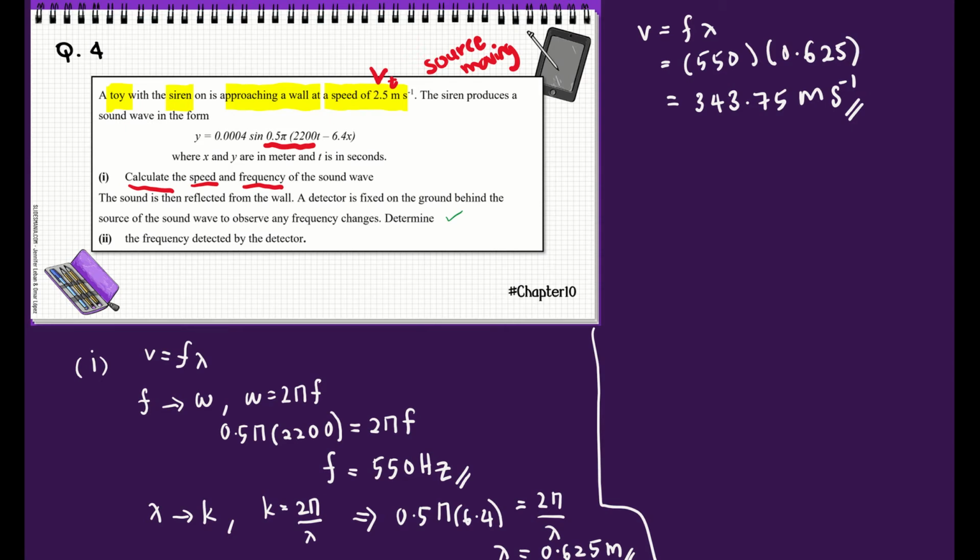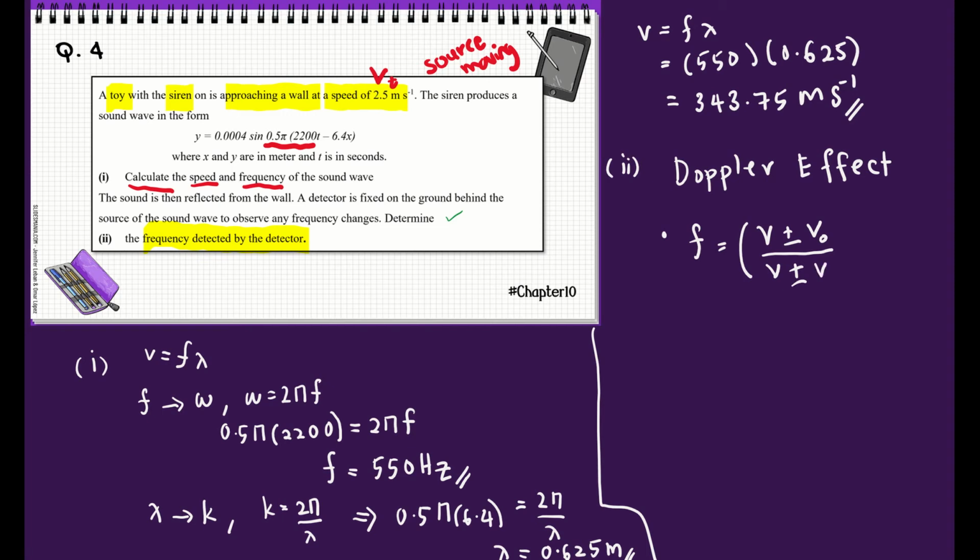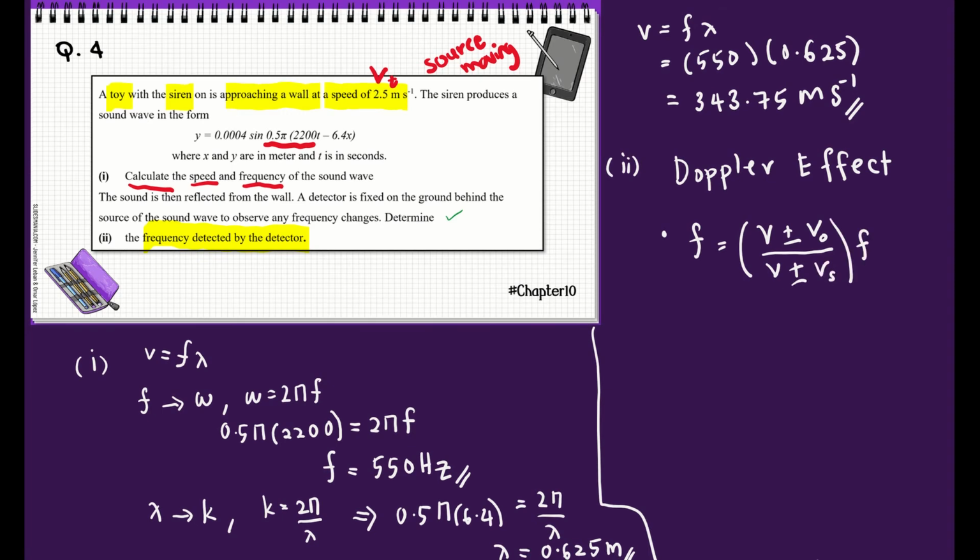Question number 2: calculate the frequency detected by the detector. If we read the question carefully, this question is about the Doppler effect. So we can straight away recall our general equation for the Doppler effect: the velocity of sound plus or minus the velocity of the observer, divided by the velocity of sound plus or minus the velocity of the source, times the frequency of the source.